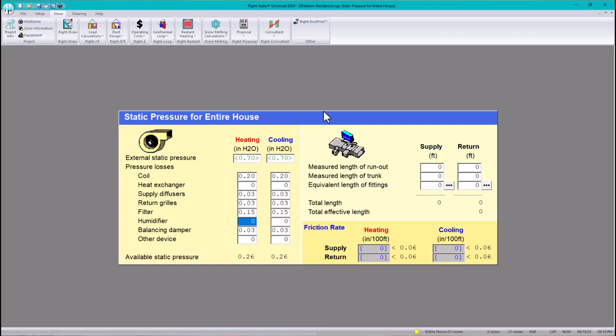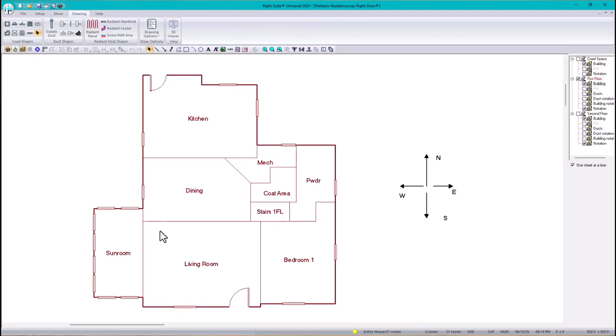All right, now why is this location empty? Because now we need to start running the heat load calculation, and we need to start running duct work here, all right? And that's what we're going to do in the next video.